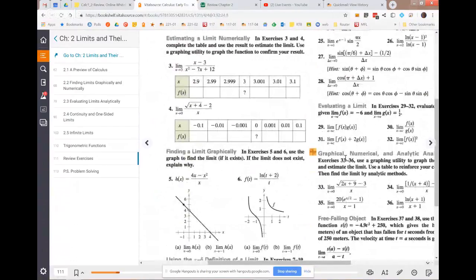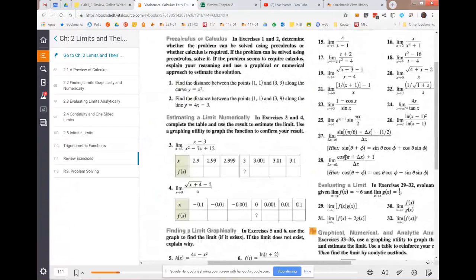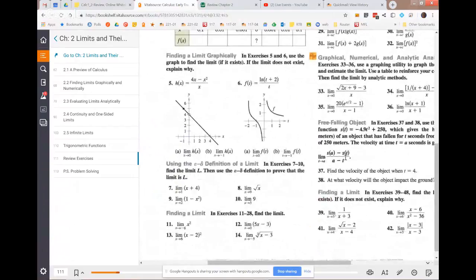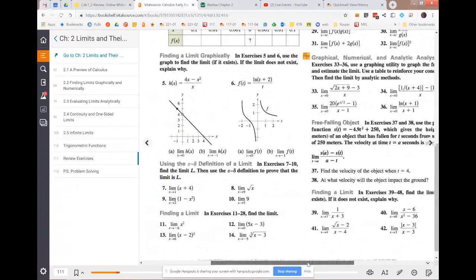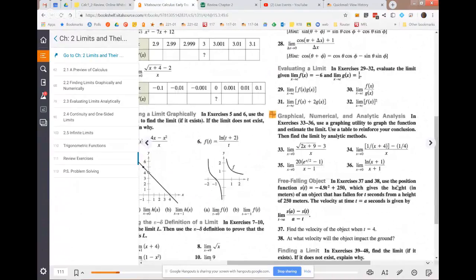Natural log or e to the x. Well, 36 has a natural log in it. Okay, let's take a look at that 36. It says the limit as x approaches 0 of the natural log of x plus 1 over x plus 1.